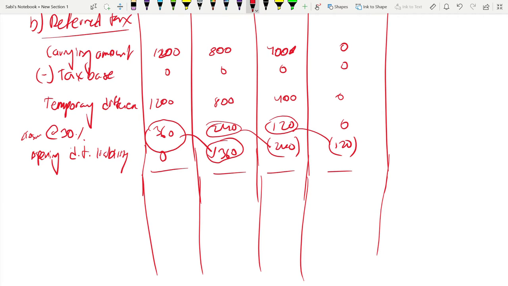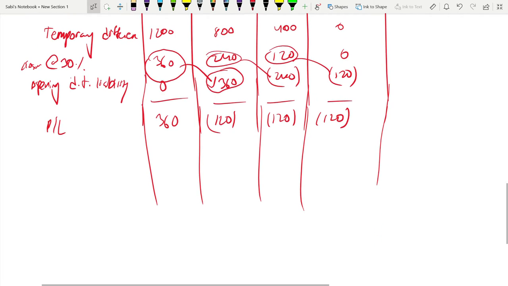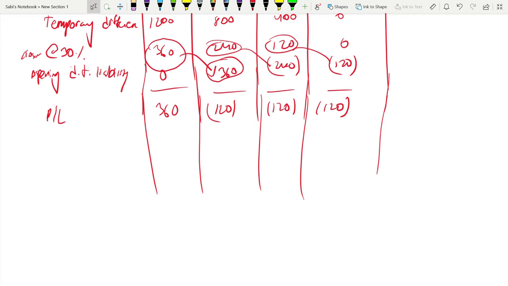So this goes to P&L as a tax expense. 360 minus 0, 360. 240 minus 360, it will be a negative 120. Then 120. Then 120. This is not it. We have to find it the same way how we have done for current tax without taking deferred tax.